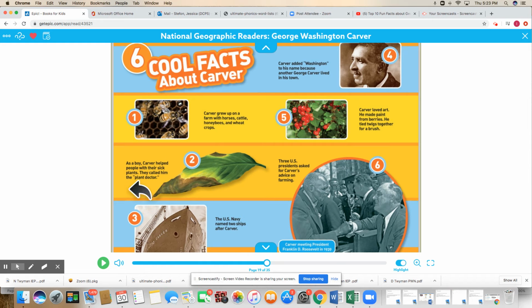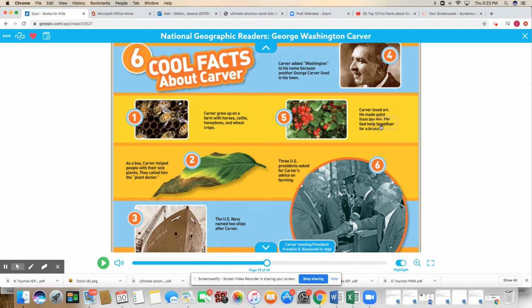Number 2, as a boy, Carver helped people with their sick plants. They called him the plant doctor. So even as a child, he had these gifts and these interests. And this is something he was able to develop more as he grew up and then actually used to help other people. Next, the US Navy named 2 ships after Carver. And you're going to see as we read some of the great inventions that he created that changed the lives of people and made him a very famous inventor.